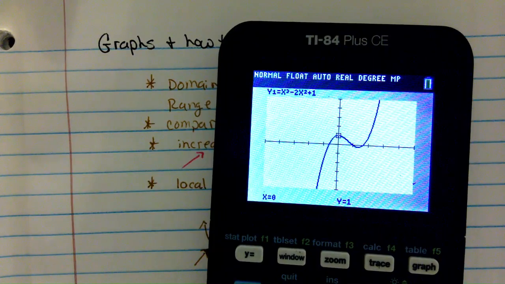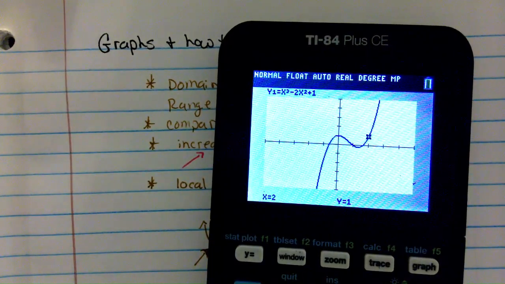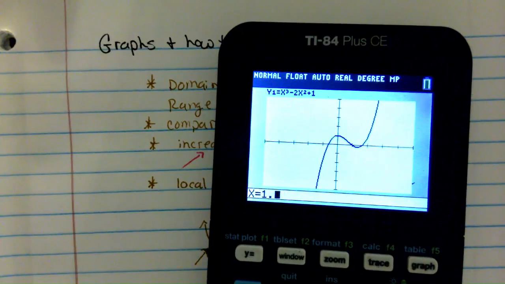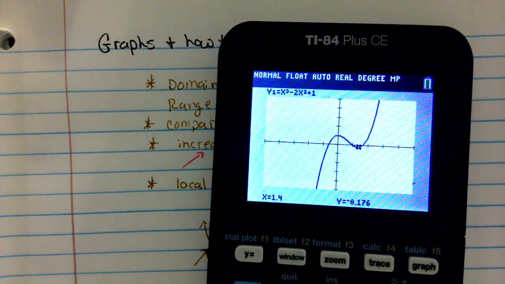What if I substitute 0? Okay, 0 looks to be like it's a high point. 1, 2. Okay, so somewhere between 1 and 2 is the low point. So what about 1.5? Doesn't look like it's quite the low point, right? 1.6. Whoops. 1.4. We could keep working.